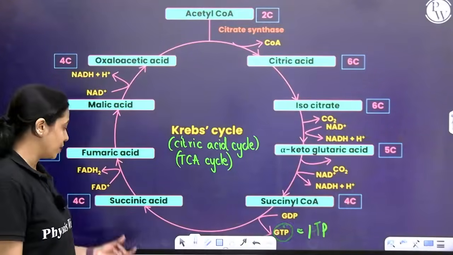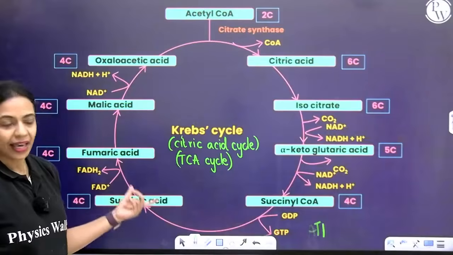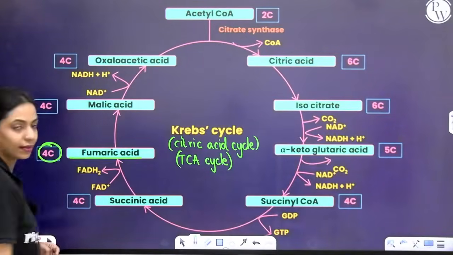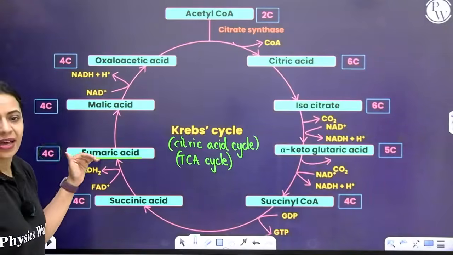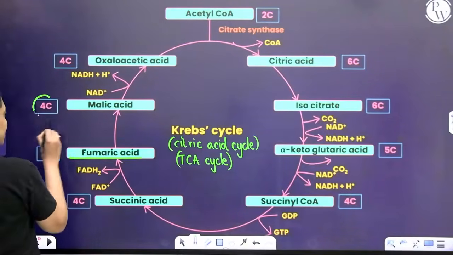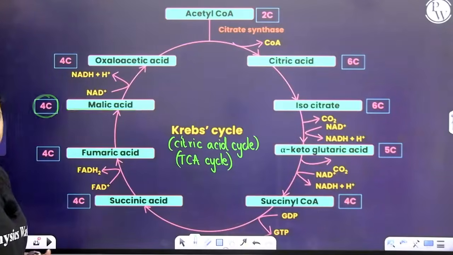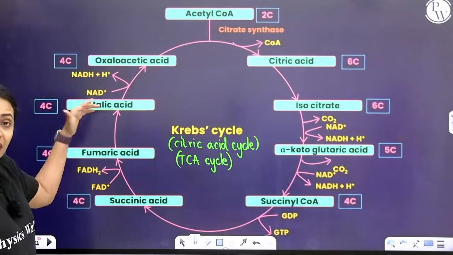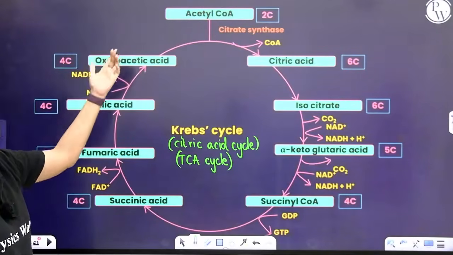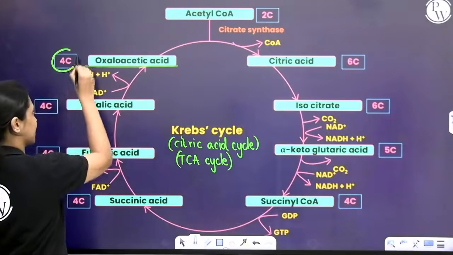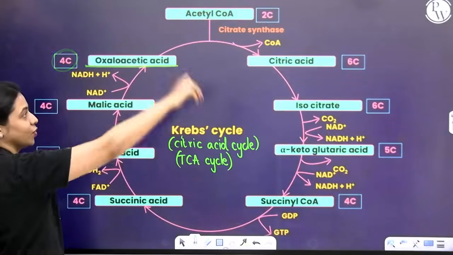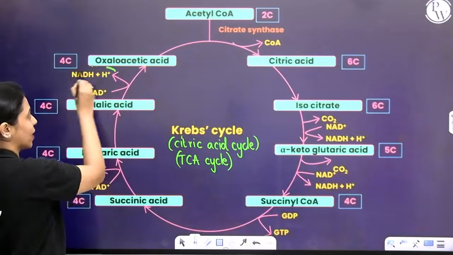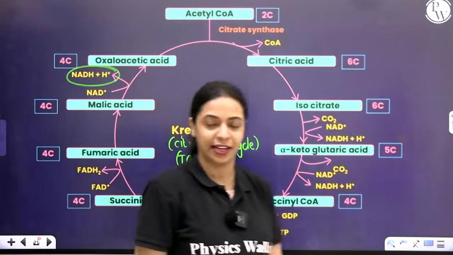In the next step, succinic acid gets converted to another 4-carbon acid called fumaric acid. Fumaric acid further gets converted to malic acid. 4 carbons again. Malic acid will further get converted, or it regenerates oxaloacetic acid. Since it is cyclic and continues, you call it the Krebs cycle. I want you to remember how during the formation of oxaloacetic acid, another molecule of NADH plus H plus gets formed.